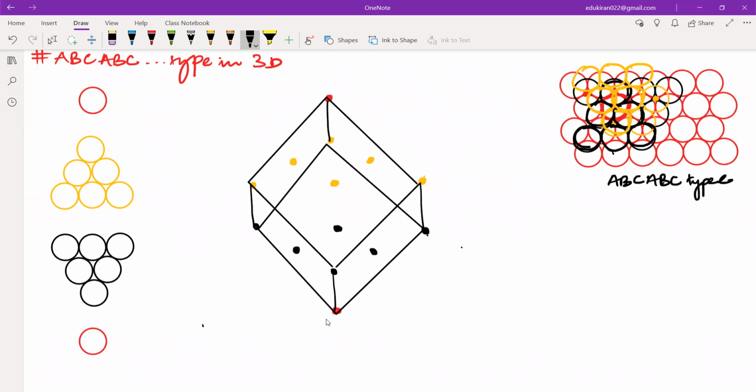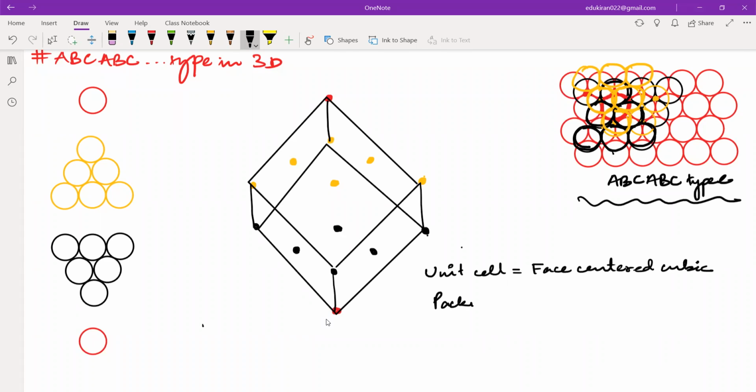So you can see that all this complex looking arrangement, we can take a few atoms and produce a very beautiful looking, very clear looking unit cell, that is the face centered cubic. Okay, this unit cell is known as face centered cubic. And this packing, it is ABC packing, but it has also one more name, which is known as cubic close packing.